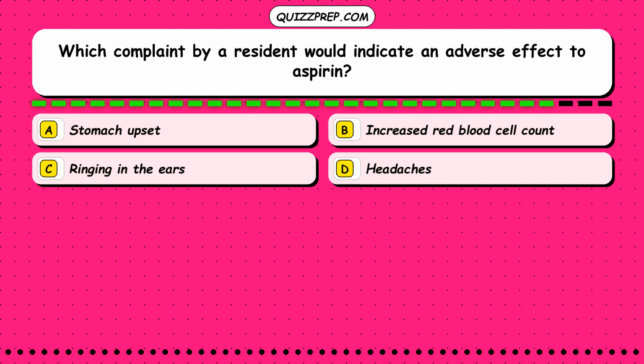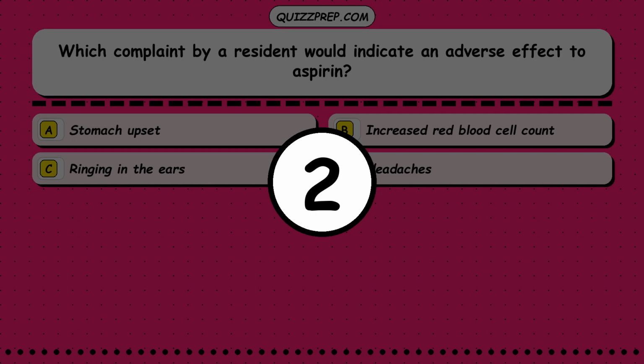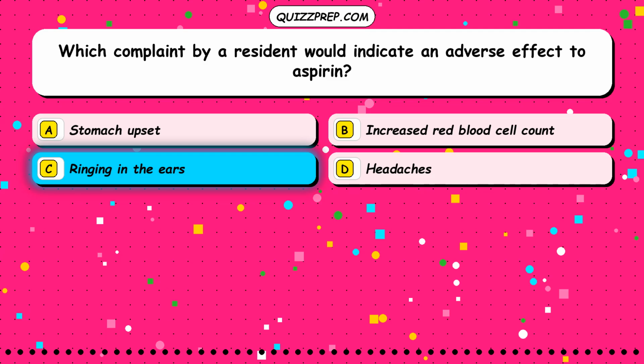Question 216. Which complaint by a resident would indicate an adverse effect to aspirin? Option A, stomach upset. Option B, increased red blood cell count. Option C, ringing in the ears. Option D, headaches. The correct answer is option C, ringing in the ears.